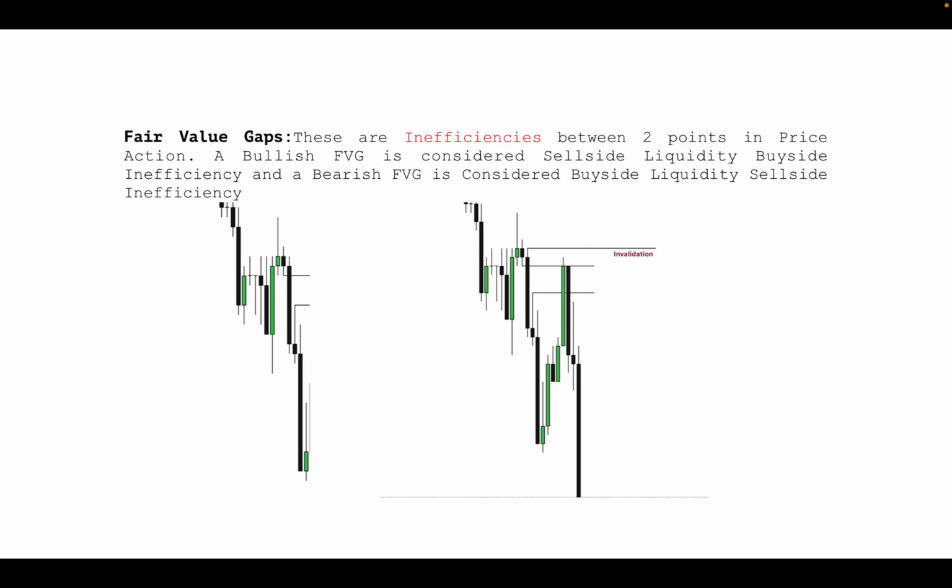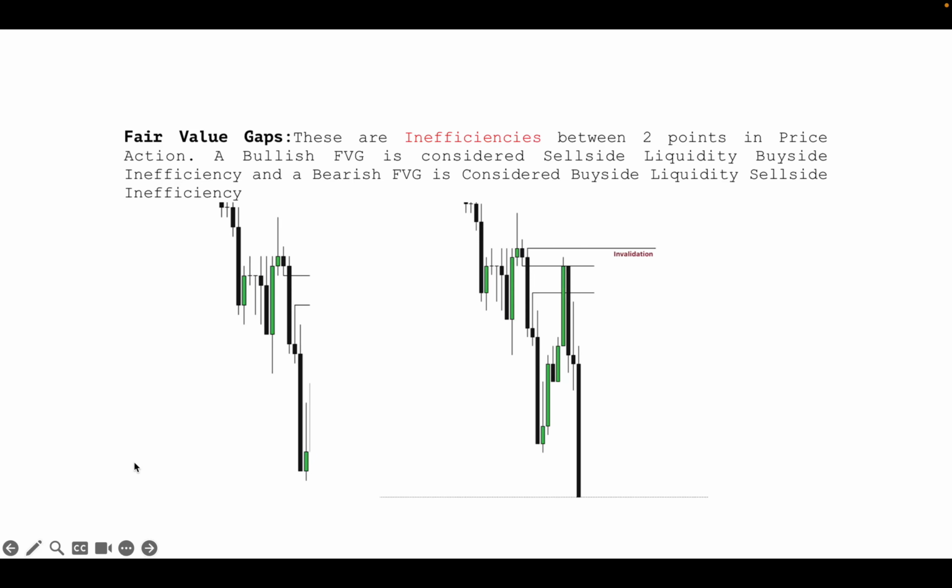Now, fair value gaps, these are inefficiencies between 2 points in price action. A bullish fair value gap is considered sell side liquidity, buy side inefficiency, and a bearish fair value gap is considered buy side liquidity and sell side inefficiency. Now, a fair value gap is usually a gap between two candles in price action. So you can see between this candle and this candle, we had this gap here where there was no consolidation or anything. It was just a straight candle move downwards. So this part of price action is inefficient.